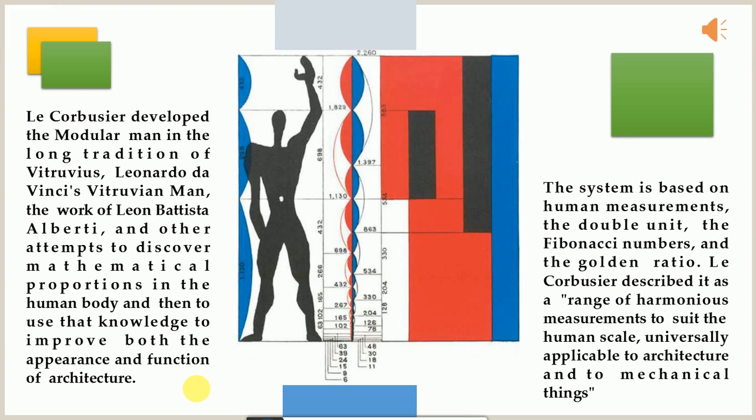Le Corbusier developed the modular man in the long tradition of Vitruvius, Leonardo da Vinci's Vitruvian Man, the work of Leon Battista Alberti, and other attempts to discover mathematical proportions in the human body and then to use that knowledge to improve both the appearance and function of architecture. The system is based on human measurements, the W-unit, the Fibonacci numbers, and the golden ratio. Le Corbusier described it as a range of harmonious measurements to suit the human scale, universally applicable to architecture and to mechanical things.